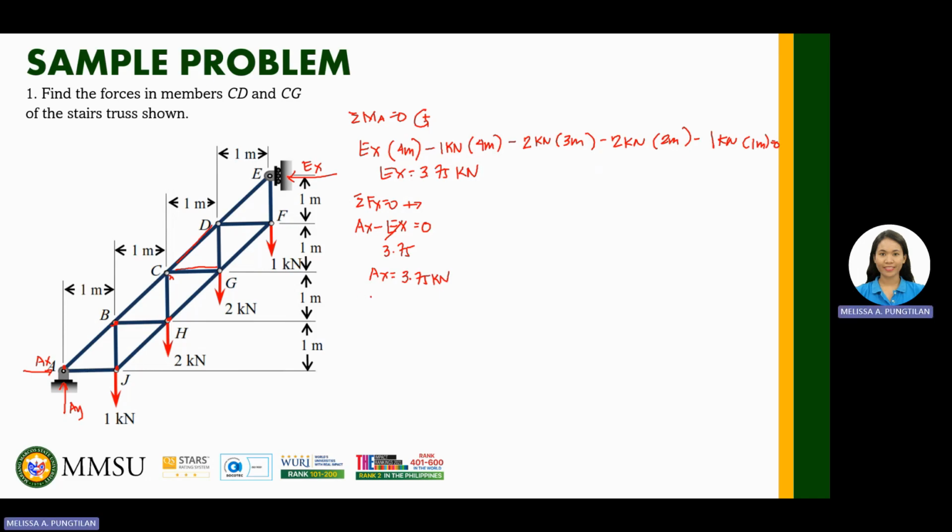Okay. And the next, summation of forces along Y is equal to 0, upward positive. So we have AY minus yung mga external forces, minus 1, minus 2, minus 2, minus 1 is equal to 0. Therefore, AY is equal to 6 kilonewton. Okay, so those are the external forces, or the support reactions, I should say. So 3.75 kilonewton EX. AX, we have also 3.75. And then AY, 6 kilonewton.